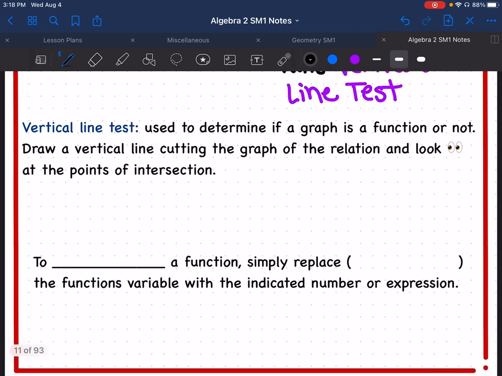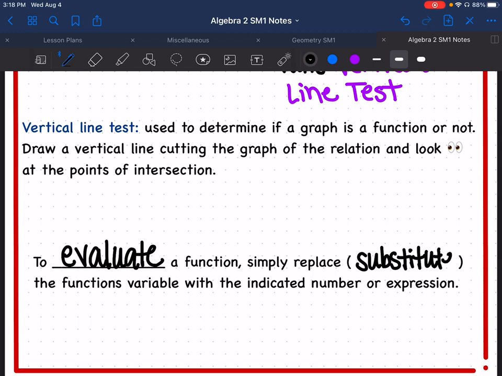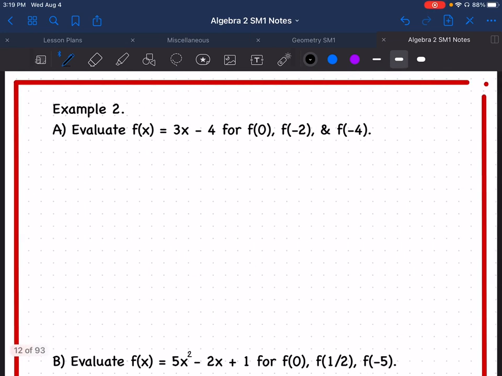All right. The last thing I want to talk to you about today is how to evaluate. To evaluate a function, you are simply going to replace or substitute the function's variable with the indicated number or expression. Let's go ahead and do a couple examples here.